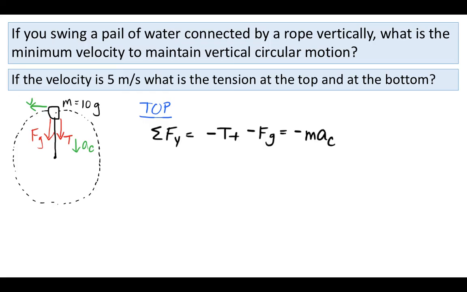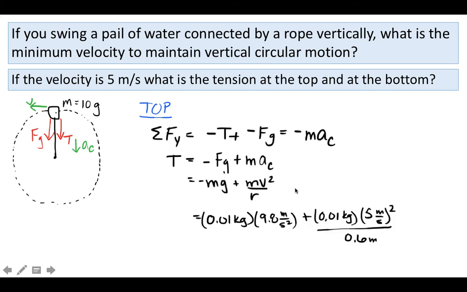So same equation, negative T plus a negative force of gravity equals negative ma. Solve for tension this time, T equals negative Fg plus ma. Substitute our centripetal acceleration equation, v squared over r, right here. Plug in our numbers. This time we're plugging in a velocity of 5 meters per second. Our mass was 10 grams, which is also equal to 0.01 kilograms. And our radius was 0.6 meters, 60 centimeters. We get a tension of 0.319 newtons.